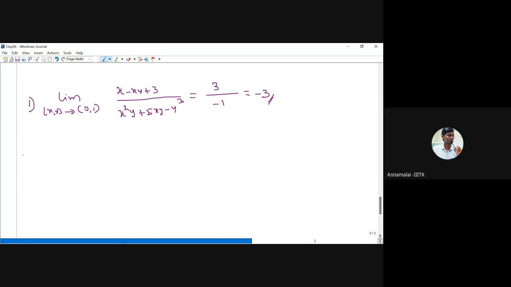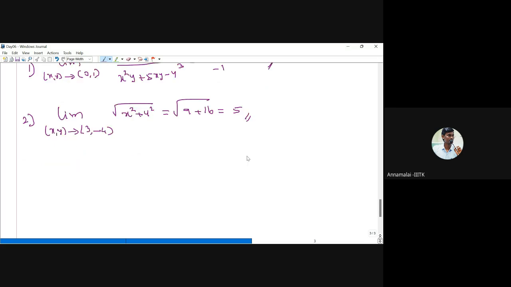Similarly, take another example. What is the limit as x comma y approaches the point 3 comma minus 4 of the square root of x square plus y square? This is nothing but just substituting x equal to 3, y equal to minus 4. Therefore, square root of 9 plus 16 is nothing but square root of 25, which is 5. So the limit exists, and that limit is 5.